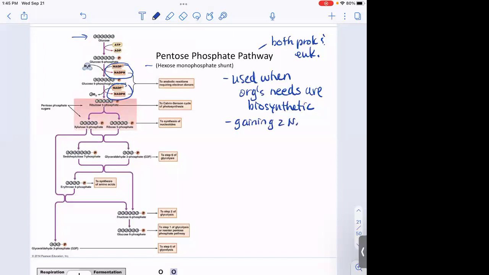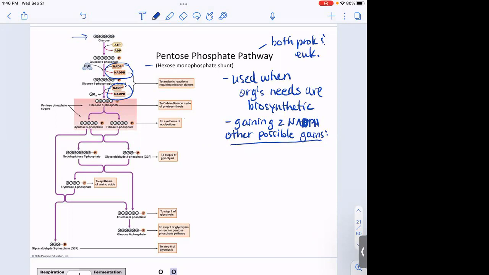2 NADPHs. Oops. NADPHs. So remember, those electrons help power biosynthetic reactions. And then other possible gains. This is a complicated looking pathway, but it's not going to follow every arrow. It's either going to go one way or the other, and it all depends on what the cell needs.